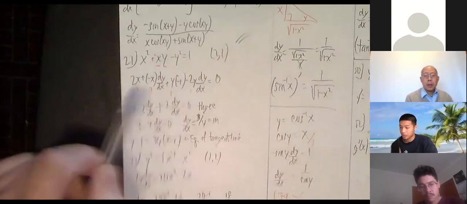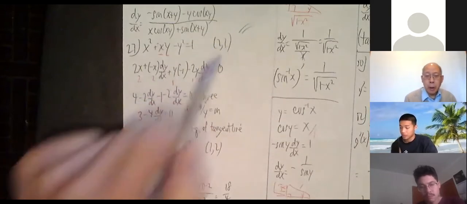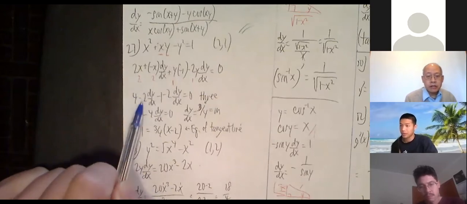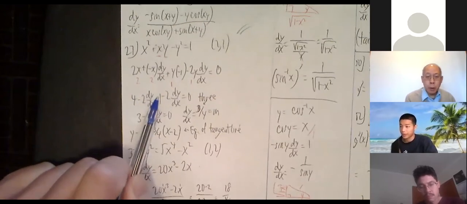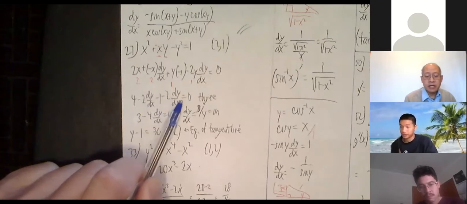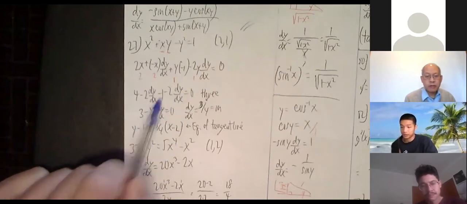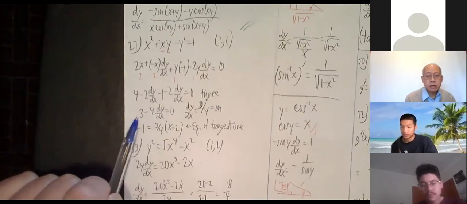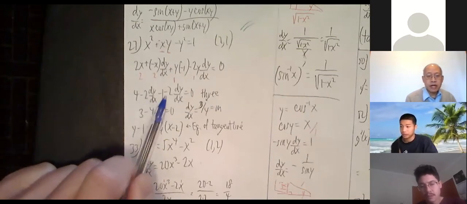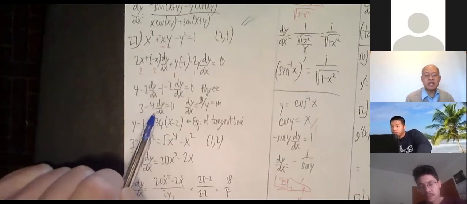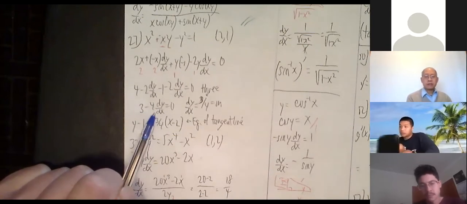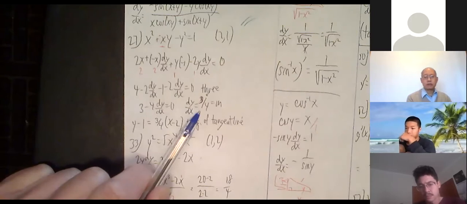Okay, because we're plugging in 2 and 1. Okay, so I have 4 minus 2 dy/dx minus 1 minus 2 dy/dx equals 0. Okay, so 4 minus 1 is 3. And negative 2 and a negative 2, so minus 4 dy/dx. Okay, do the algebra, so dy/dx is equal to 3/4.